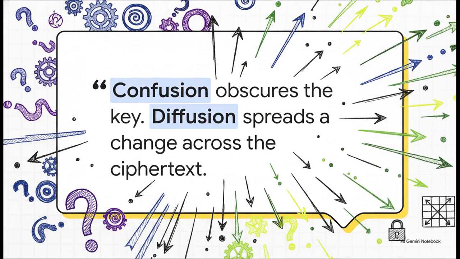Okay, you're going to want to lock this instructor rule into your memory right now. Confusion complicates the key-to-ciphertext relationship, while diffusion scatters a single plaintext change throughout the entire ciphertext block. Generally, substitution operations give us our confusion, while transposition, or rearranging the data, provides the diffusion. Together, they form an incredibly robust defense against cryptanalysis.